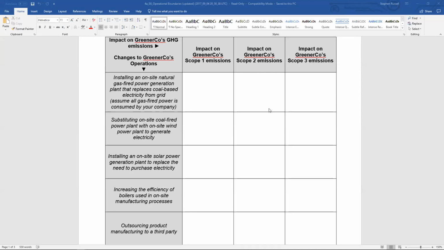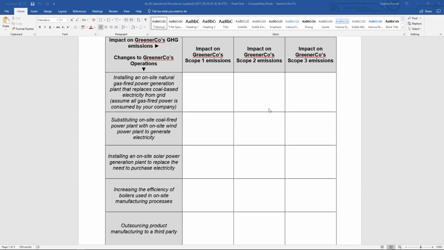And for Scope 3, again, we need to look at the Scope 3 emissions associated with grid electricity, such as the mining and processing of stationary combustion fuels, versus the Scope 3 emissions associated with installing and operating the solar plant. Okay. For case 4, here a company increases the efficiency of boilers used in on-site manufacturing processes.